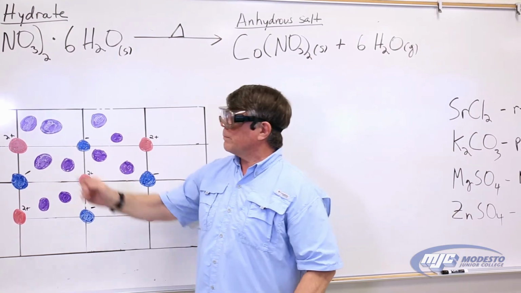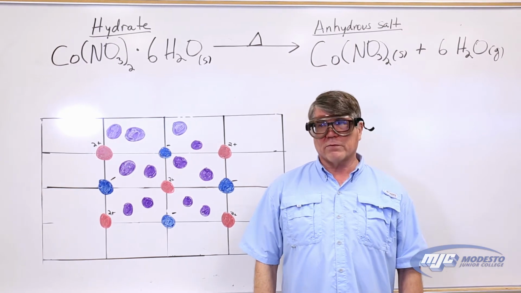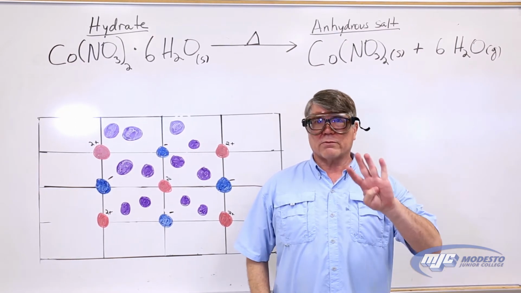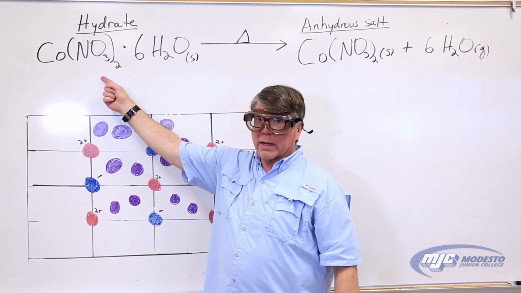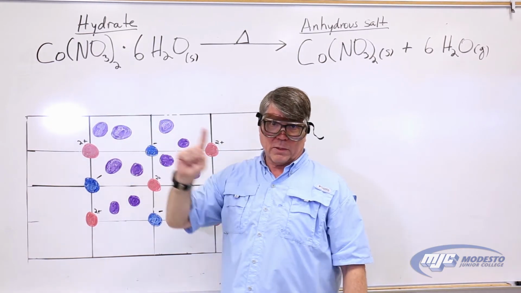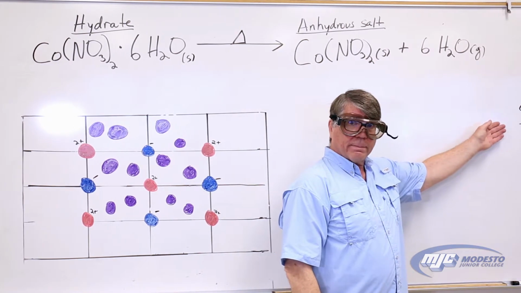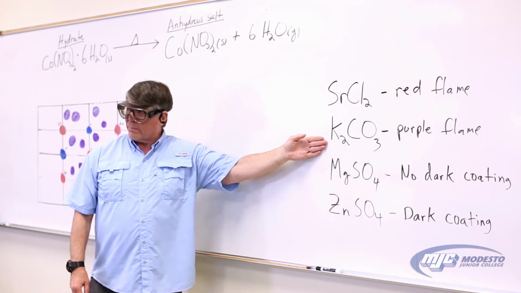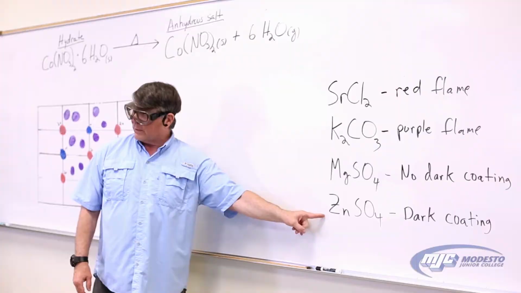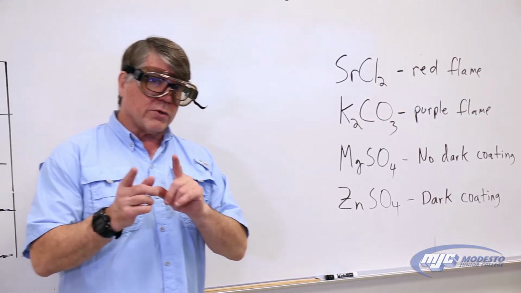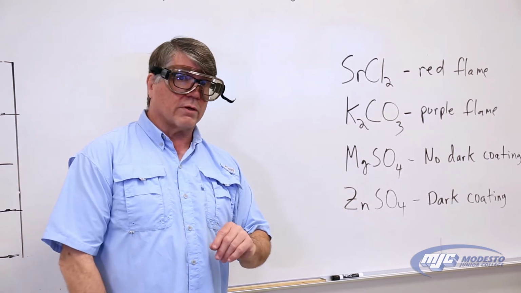The second part, the identity of this. Well, we make it kind of easy for this lab because we narrow it down to only 4. There's only 4 possibilities, guys. The ionic compound, the anhydrous salt, has to be either one of these 4: strontium chloride, potassium carbonate, magnesium sulfate, and zinc sulfate. So guys, the way we're going to figure out which one you have is we're going to start out with what's called a flame test, which I'm going to demonstrate for you in a few minutes.